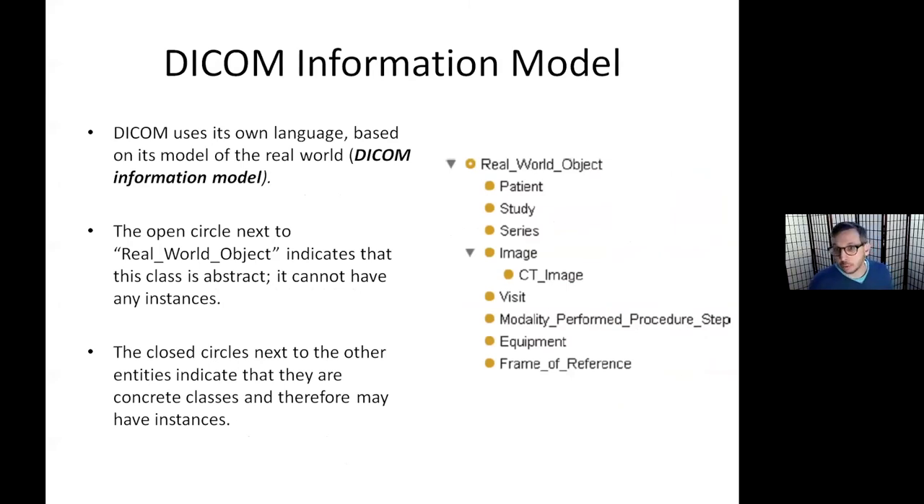So I told you it was going to get boring, so here goes. DICOM uses its own language, and it's based on its model of the real world. So in this case, you've got a real world object, and it's got a little dot in there, because that real world object cannot be manifested digitally, but its attributes can be, the elements of that real world object can be. And those are defined, in this case, as the patient, the study, the series, the images, and there can be multiple types of images for one patient, the visit. These are all things that can be defined digitally. So we've got this real world interaction that occurred, and then we've got all these attributes of it. And these things can be digitized and recorded, and often are, in the DICOM header, in the DICOM files.